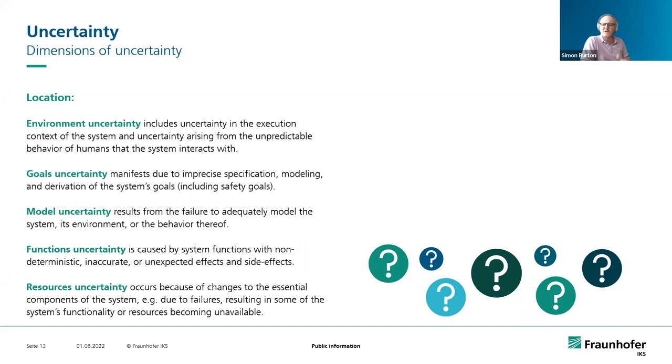There's also uncertainty in terms of the resources the system uses. Maybe the resources are not always available. Maybe I don't always have the runtime capacity available to do complex interactions, right? Maybe some parts of my system aren't available to me due to defects or other types of restrictions as well. So there are different ways in which uncertainty can manifest itself within the system.